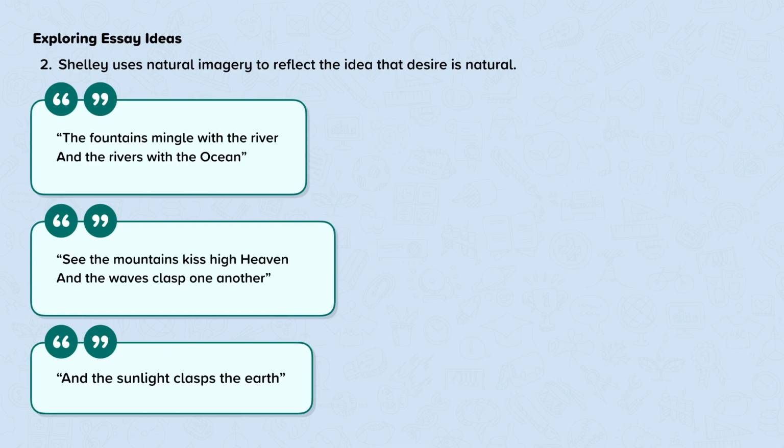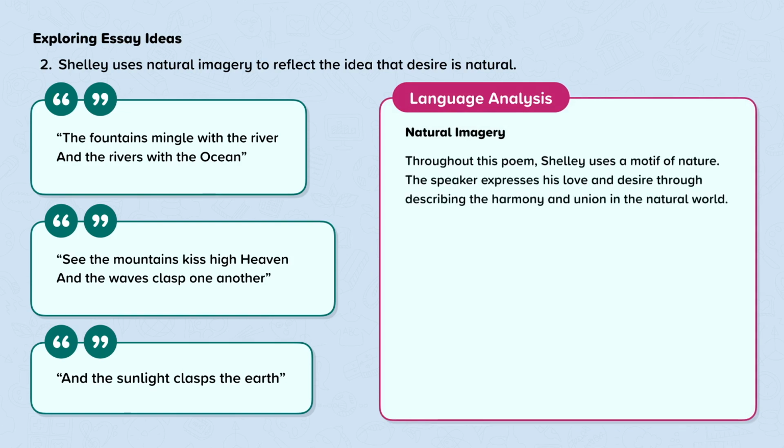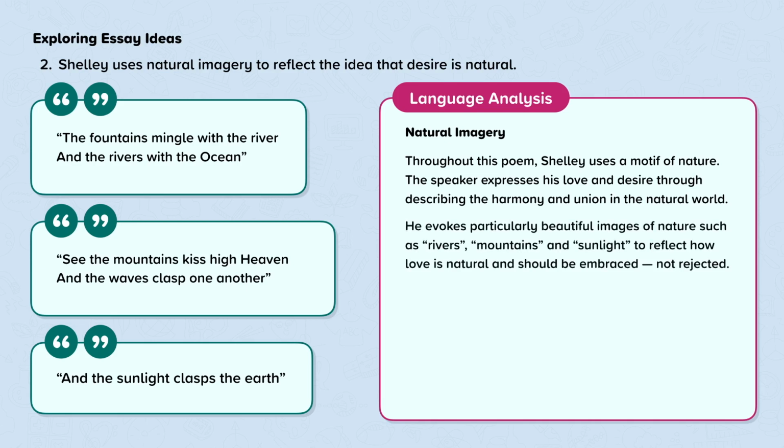Let's analyse some of the language used in these quotations. Throughout the poem, Shelley uses a motif of nature. A motif is a repeated image that recurs throughout the poem. The speaker expresses his love and desire through describing the harmony and union in the natural world. He evokes particularly beautiful images of nature, such as rivers, mountains, and sunlight, to reflect how love is natural and should be embraced, not rejected.